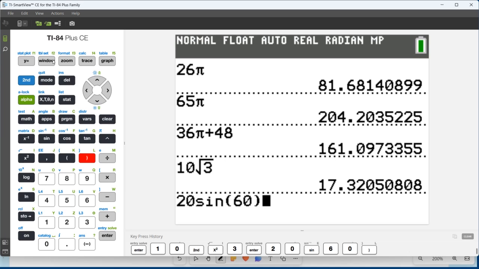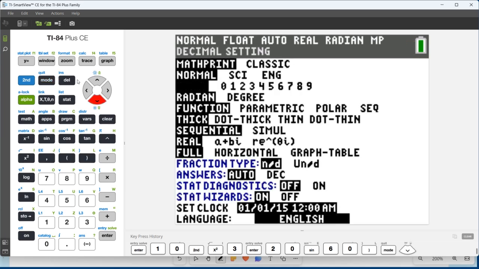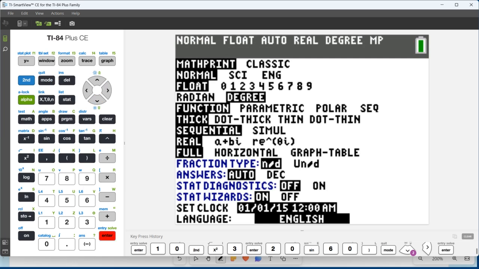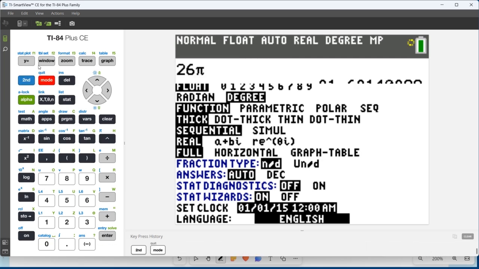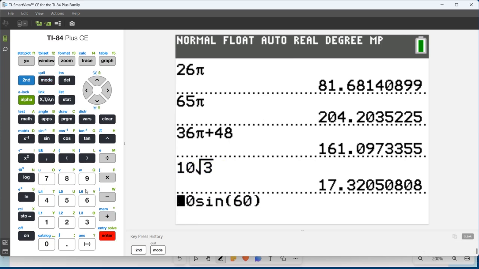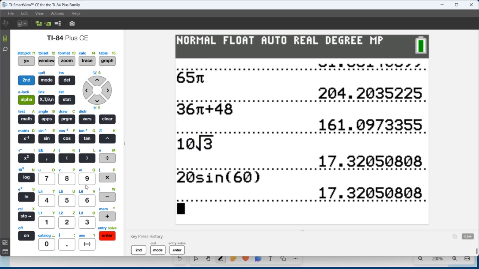So up here it says radian, so we have to go to mode, go down and over to where it says degree, and then press enter. Notice that degree is highlighted, plus the top of our calculator says degree. So if I press second mode to quit, and press enter, I actually get the same number.